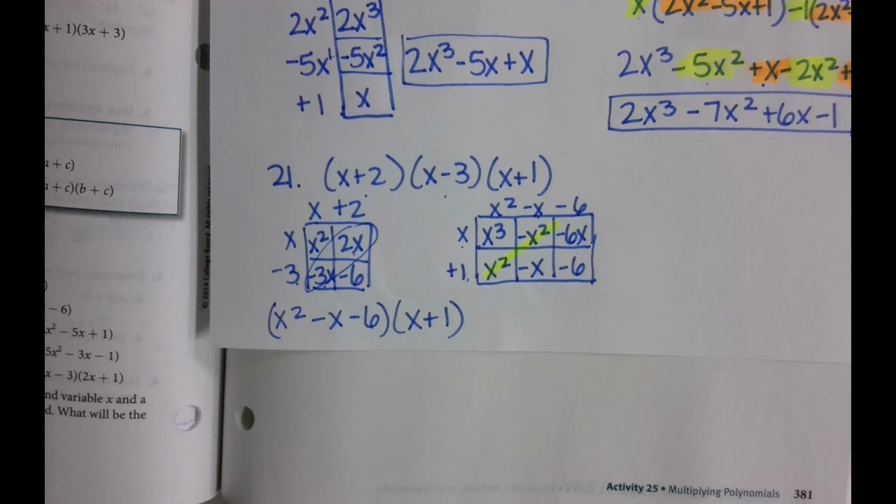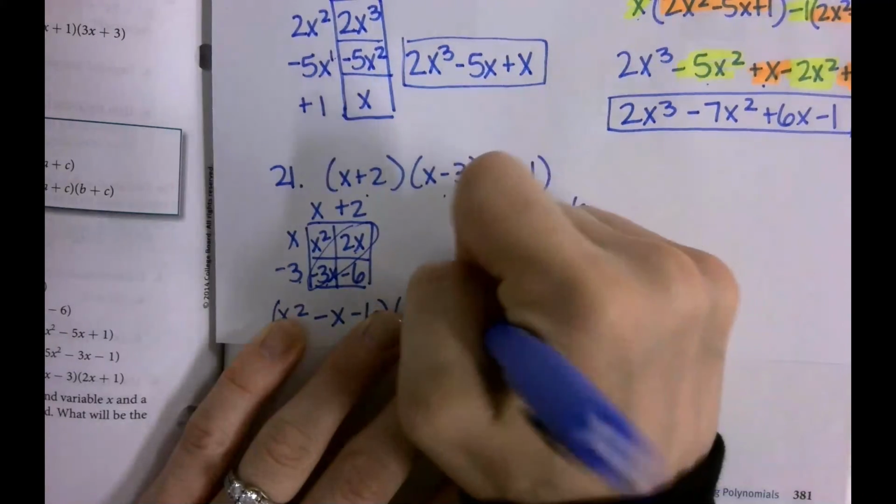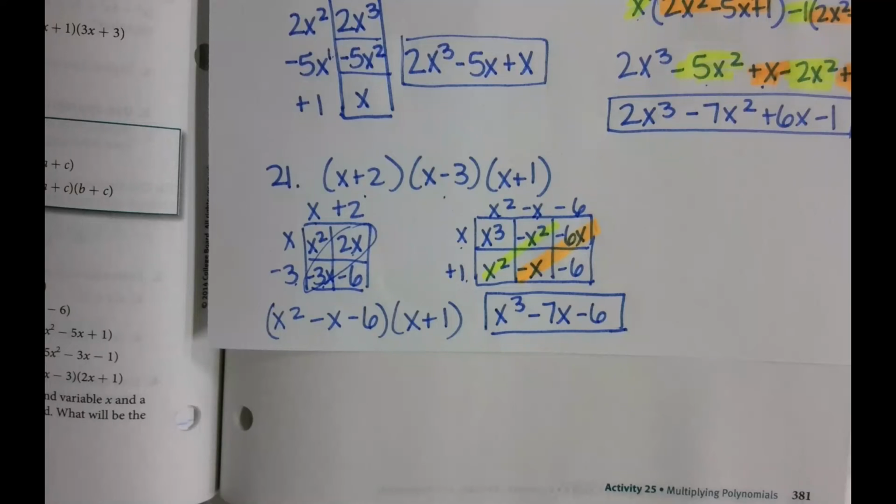And notice a pattern, your like terms will be diagonal from each other. All right, so x cubed stays the same. Negative x squared plus x squared cancels out. Negative x minus 6x is negative 7x, and then minus 6. That is your answer. So don't think of these as too complicated. You just break them up into two different parts.